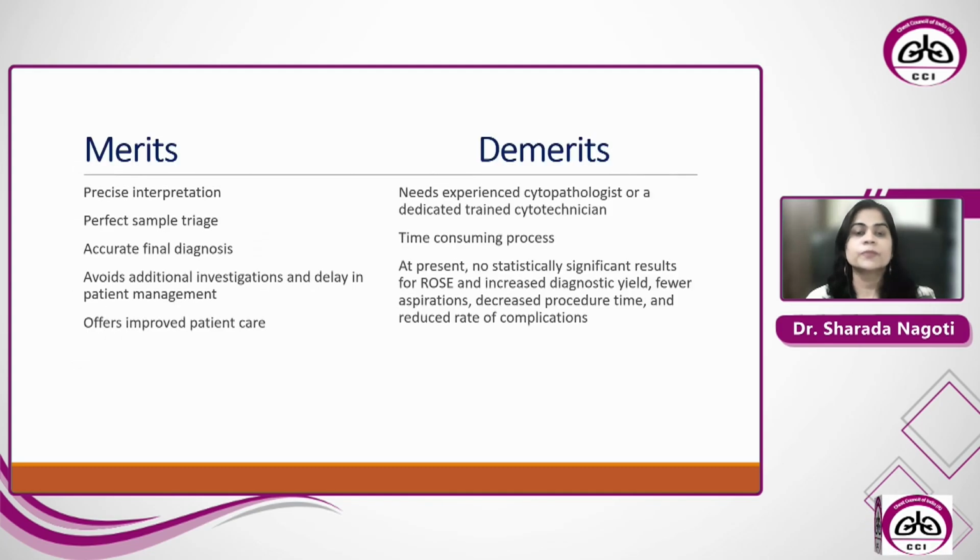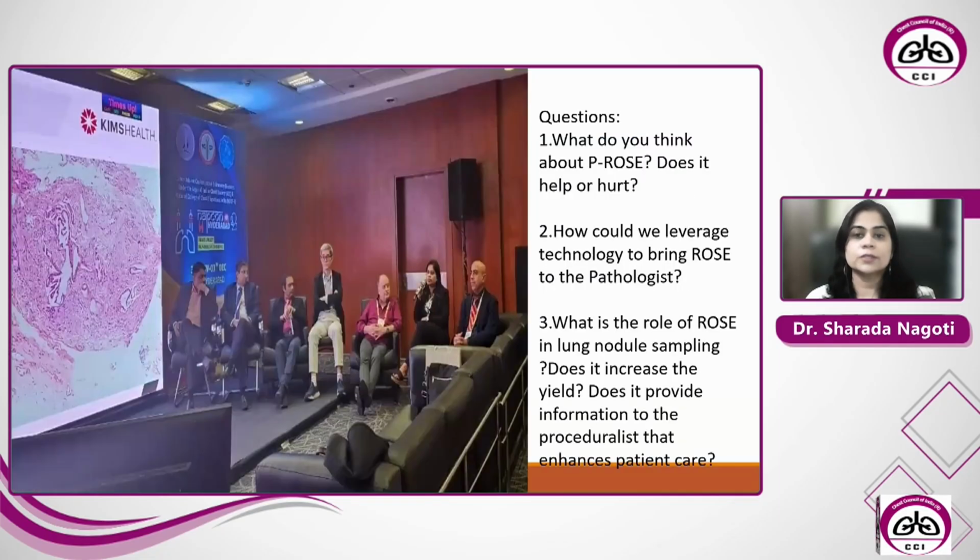So coming to the merits and demerits of ROSE, we have already seen the merits. ROSE helps in providing precise interpretation, perfect sample triage, accurate final diagnosis. It avoids additional investigations and delay in patient management, and it offers improved patient care. But the demerits include it needs experienced cytopathologists or dedicated trained cytotechnicians, which is not feasible in many of the centers, and it is also a time-consuming process.